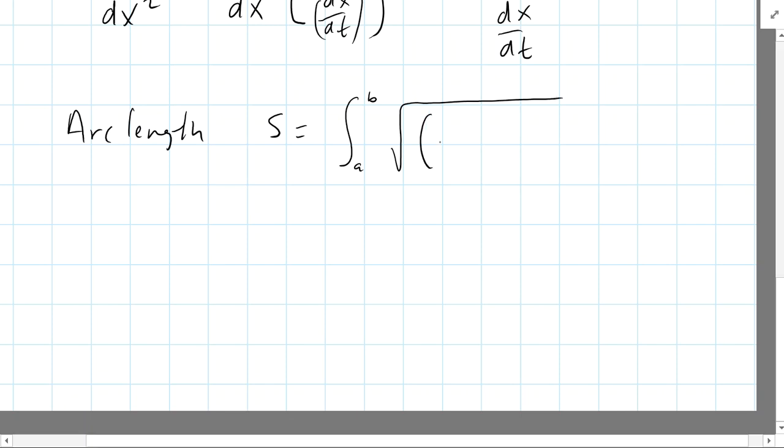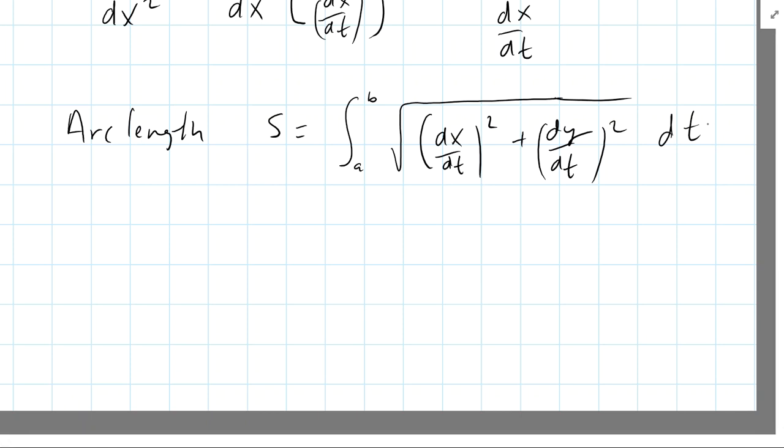So it is literally going to be just dx dt squared plus dy dt squared, dt. That's actually easier to remember. You're just integrating the distance. And in calculus, the distance this time is dx dt and dy dt. Isn't that amazing?